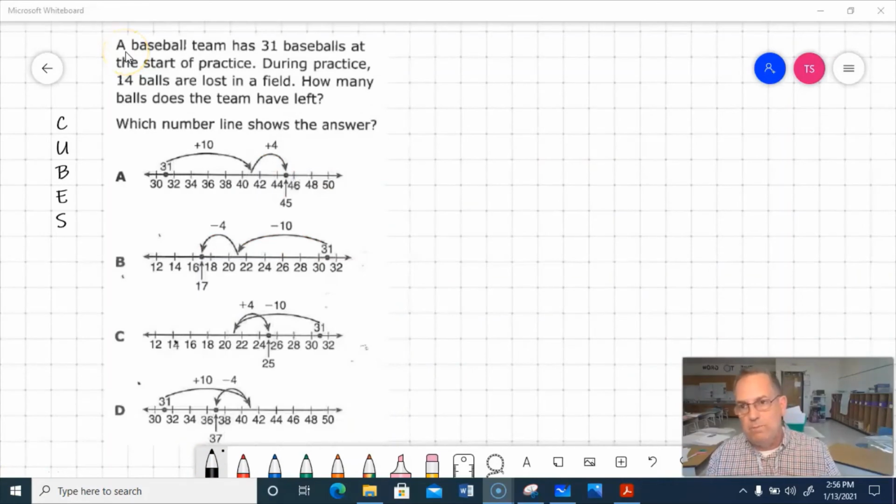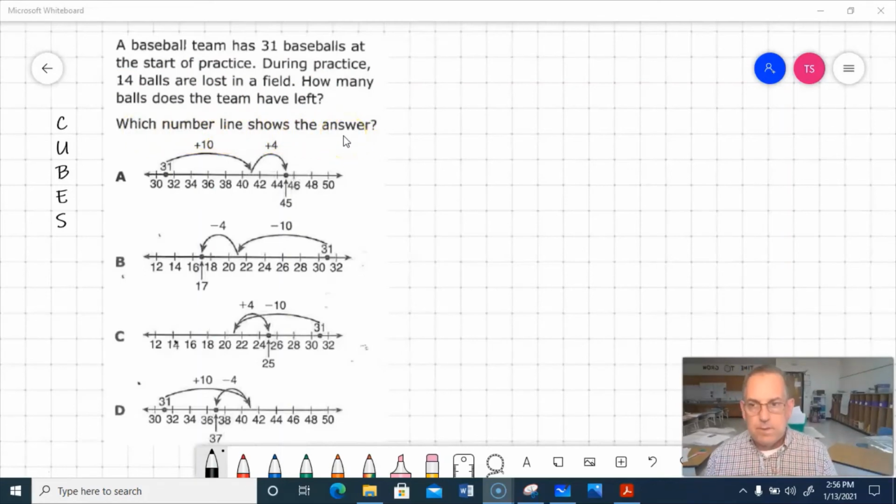Okay, let's go and look at this problem. Follow along as I read. A baseball team has 31 baseballs at the start of practice. During practice, 14 balls are lost in a field. How many balls does the team have left? So what we're trying to figure out is which number line shows the answer.